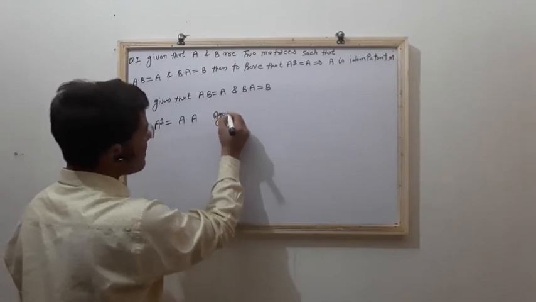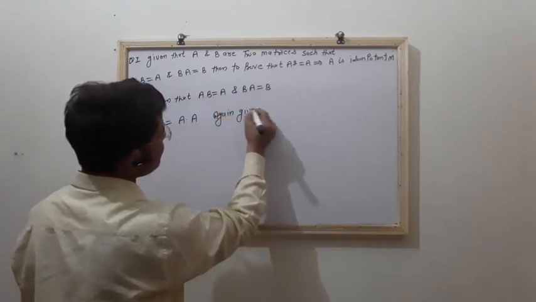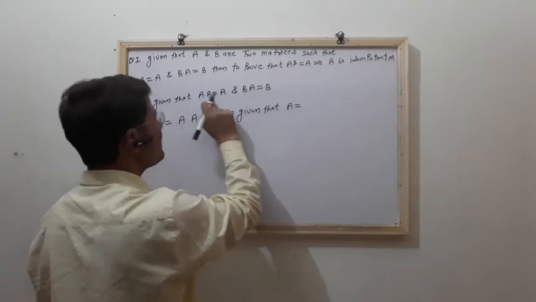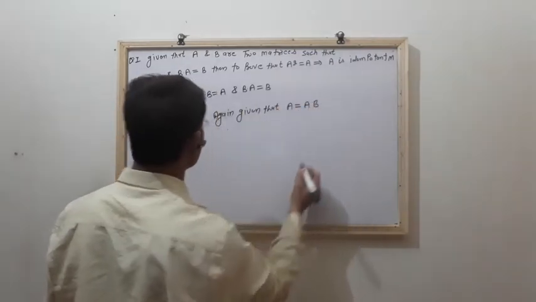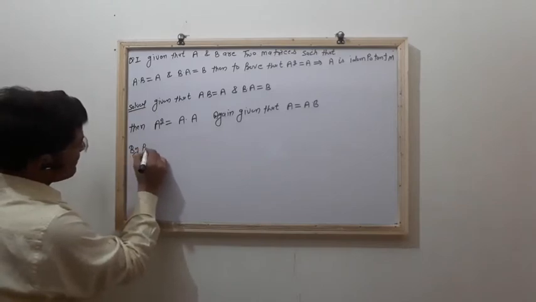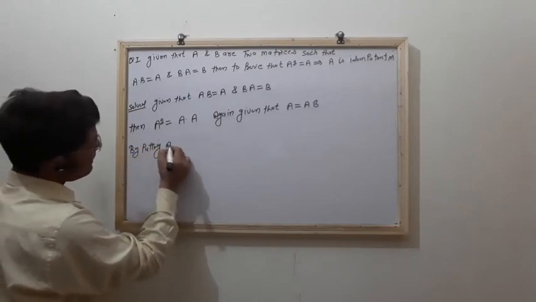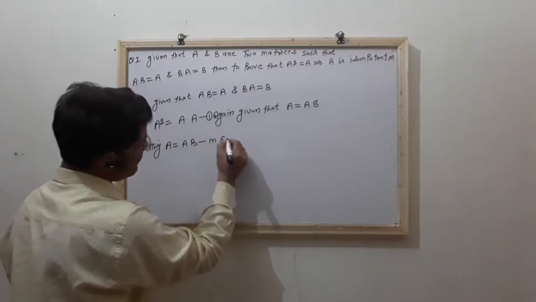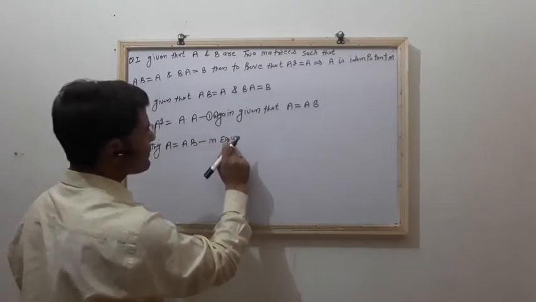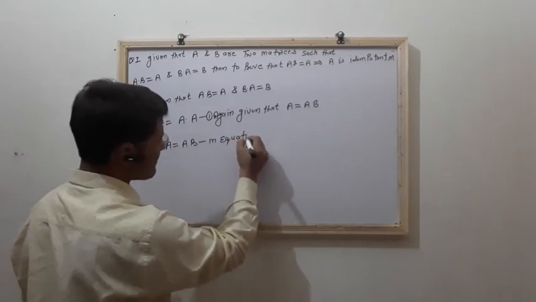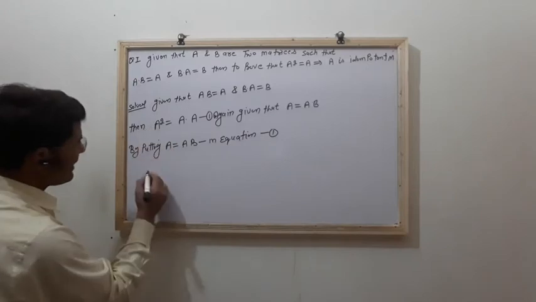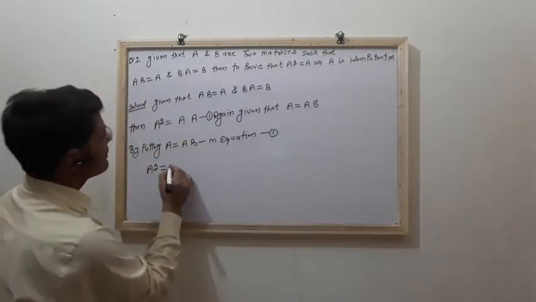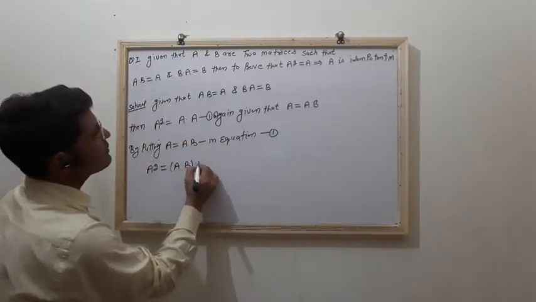Again, given that A is equal to A into B, by putting A is equal to A into B in equation 1, we get A square is equal to, putting the value of A, A into B into A.